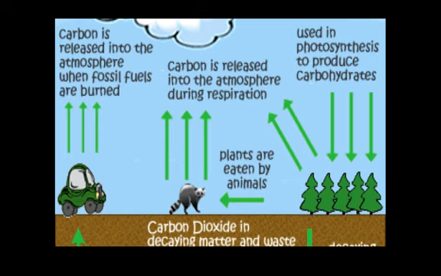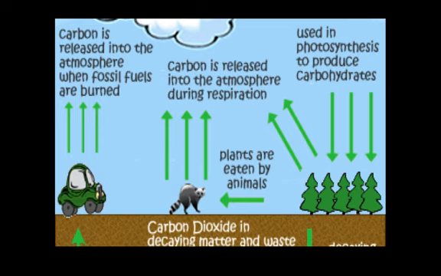Carbon is transferred many different ways. Carbon is released into the atmosphere when fossil fuels are burned. Carbon is released into the atmosphere when organisms exhale. We exhale carbon dioxide. Carbon is used in photosynthesis to produce carbohydrates. Plants take in carbon dioxide and release oxygen. Plants are eaten by animals. Other animals that contain carbon are eaten by other animals.